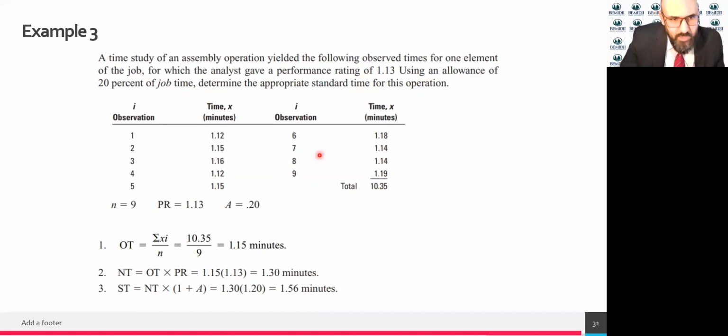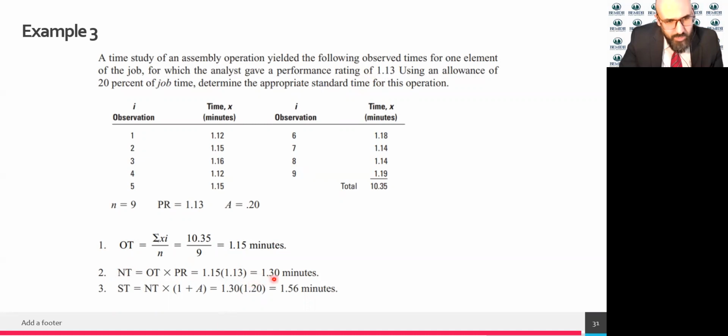So we have 9 observations. As you see, we timed all of these. The total is 10.35. The first thing I want to do is find the average. The observed time would be 10.35 divided by 9, so that would be 1.15. Normal time would be the observed time, which is 1.15, times the performance rating, which is 1.13.